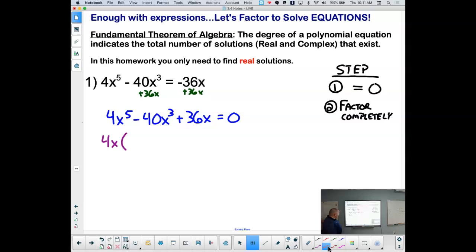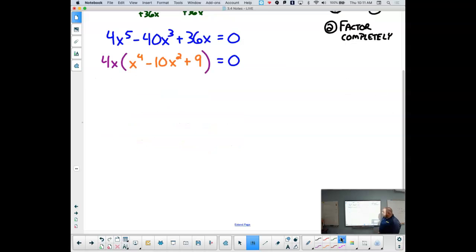If I do that, I'm left with x to the 4th power minus 10x squared plus 9. And that is still equal to 0. Okay. Now I got to look at that orange trinomial, and I say to myself, I think that that's factorable because I need two numbers that multiply together to be 9 and add to be negative 10.